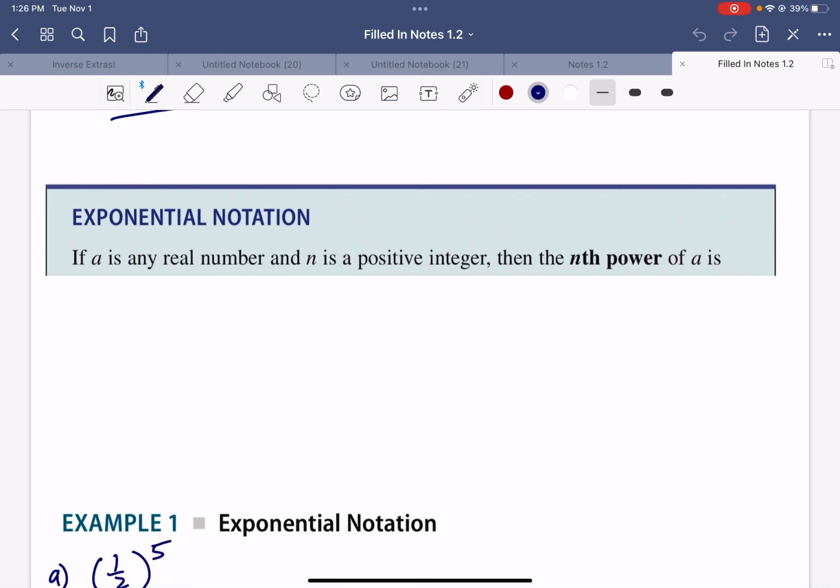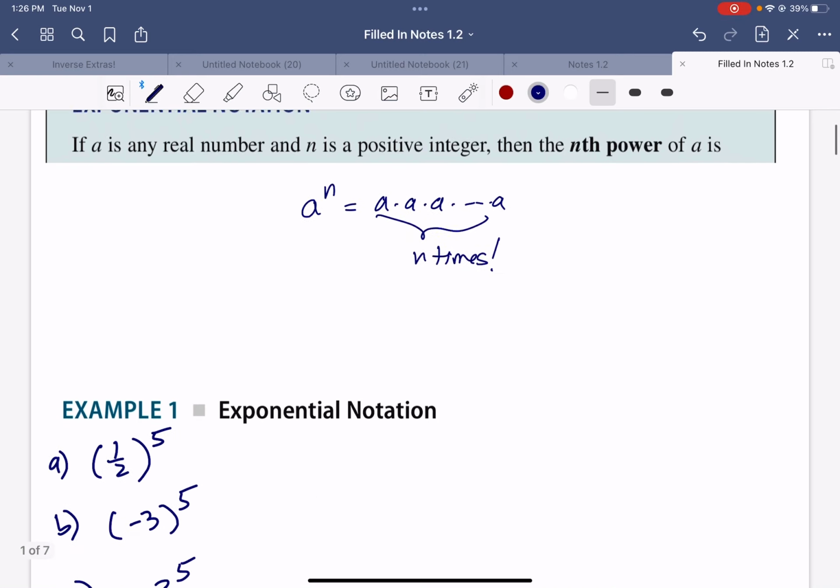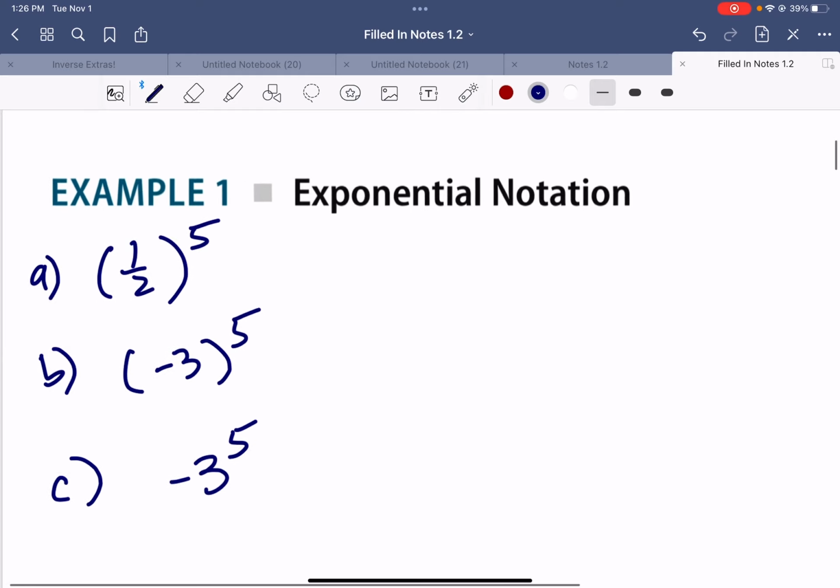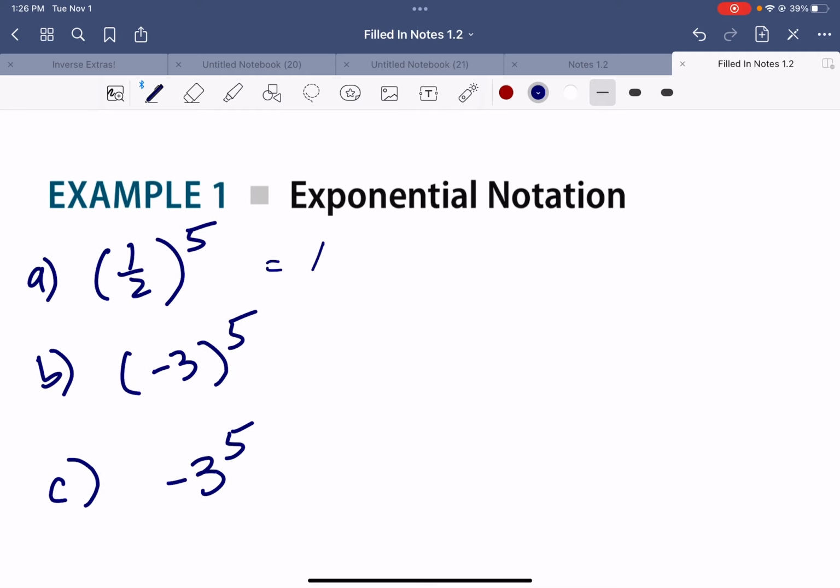So for any real number a, if we look at the nth power of a, that's just a to the n, and that means that you take a times itself n times. So that's what it means to be a to the n. If we have the exponential notation 1/2 to the fifth, that's just 1/2 times itself 5 times. So 2 times 2 is 4, 8, 16, 32. So this is just 1/32.